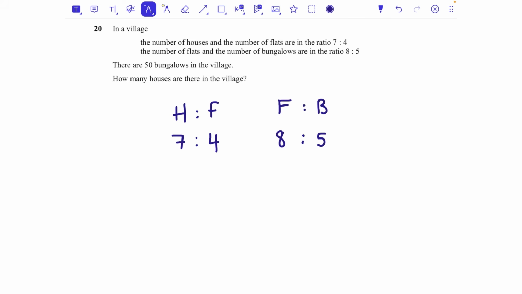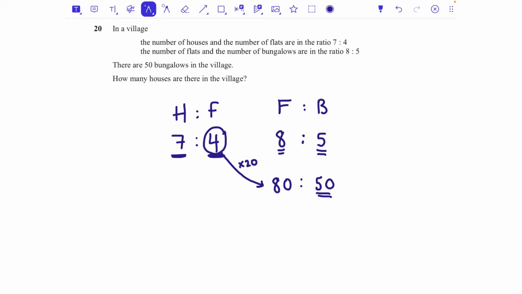Okay, so 50 bungalows. So we want this number to be 50. We know that for every 5 bungalows, there are 8 flats. So if there are 50 bungalows, there must be 80 flats. Okay, but for every 4 flats, there are 7 houses. So if for every 4 flats there are 7 houses, I need to know if there are 80 flats, how many times bigger have I made that? And it's been timesed by 20.